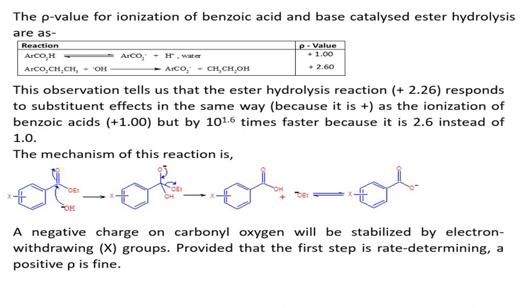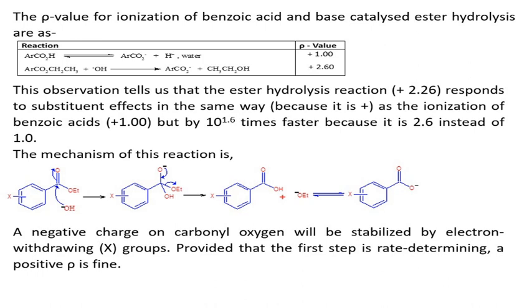The observation tells us that the ester hydrolysis reaction responds to substituent effects in the same way, because it has a positive sign, as the ionization of benzoic acids. Rho is plus 1 for benzoic acid ionization, but here the reaction is 10 raised to 1.6 times faster, because it is 2.6 instead of 1.